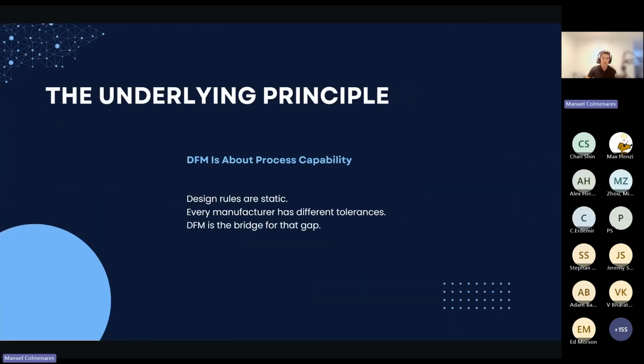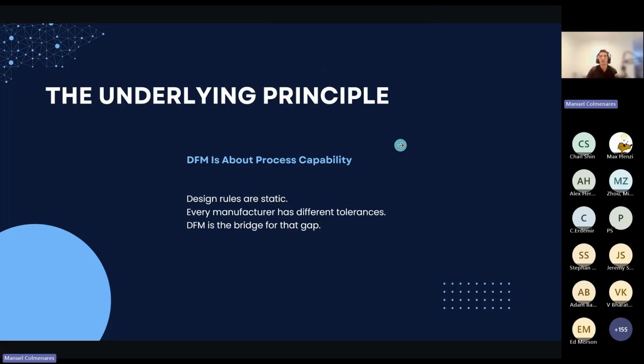So what's the underlying principle? DFM is about process capability. The design rules are static. You have the software where you design, and you have your fixed design rules, but every manufacturer is going to have different tolerances, and that can be a difference of 0.1 millimeters or 0.05 millimeters in some of the checks that we just talked about. So the question becomes, how can we apply the same manufacturing style checks earlier in the process?